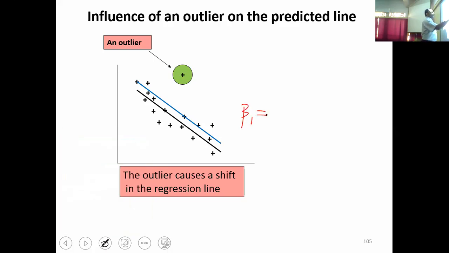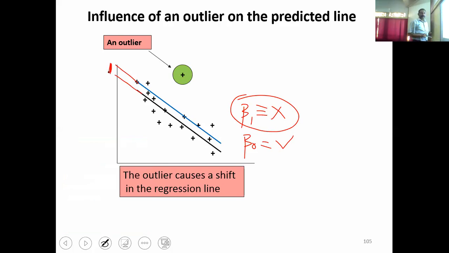Beta 1, no changes. No changes in beta 1. Right? Why? Because the slope is the same in both cases. What about beta naught? There's a change, isn't it? There's a change because this is connecting to different positions. So the difference is there. The outlier will make an influence.